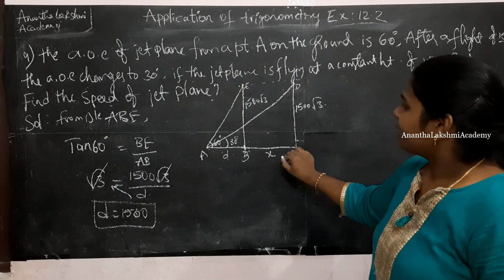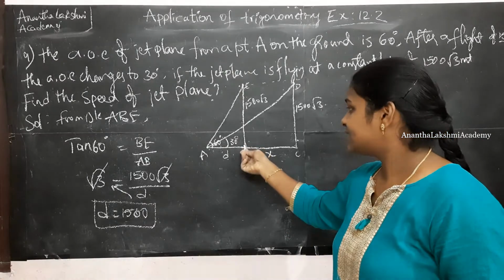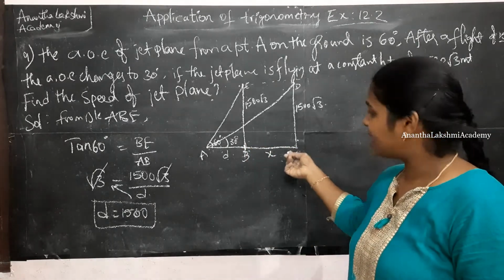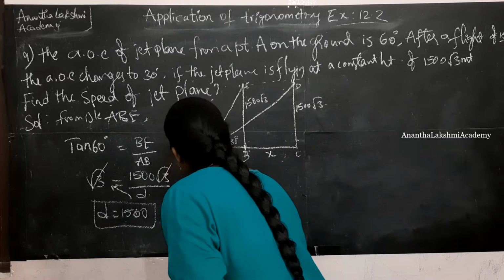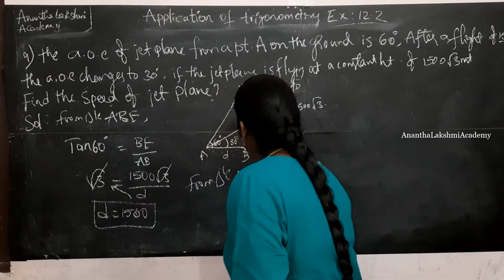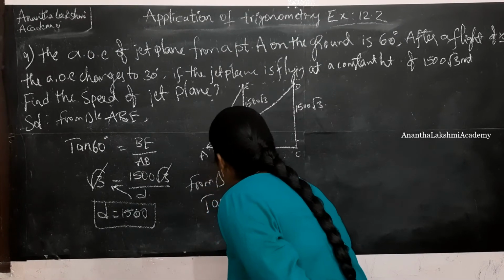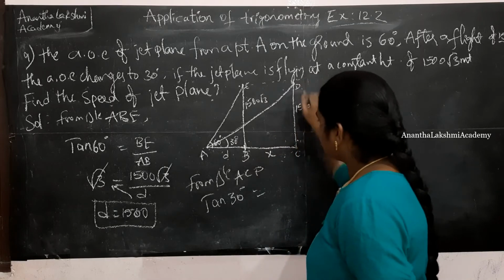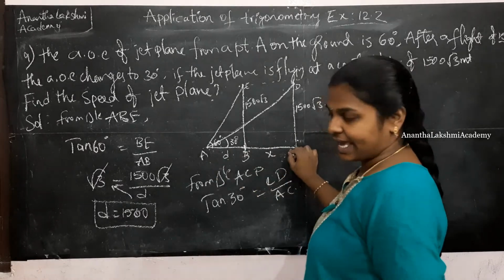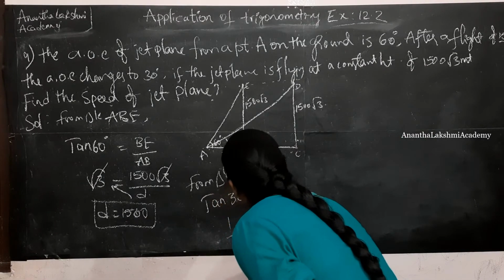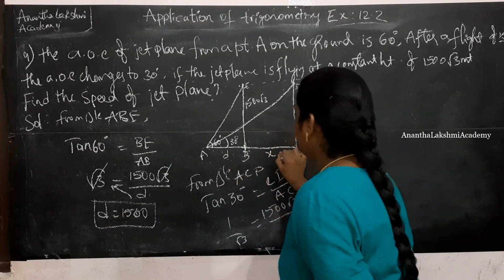Now that we know D, we need to figure out the speed. Speed is nothing but distance traveled divided by time. What is the distance it has traveled from B to C? That is X. So let us figure out that as well. From triangle ACD, the bigger triangle, tan 30 is equal to CD by AC. What is AC? It is D plus X. So 1 by root 3 is equal to CD, which is 1500 root 3, by AC, which is D plus X.